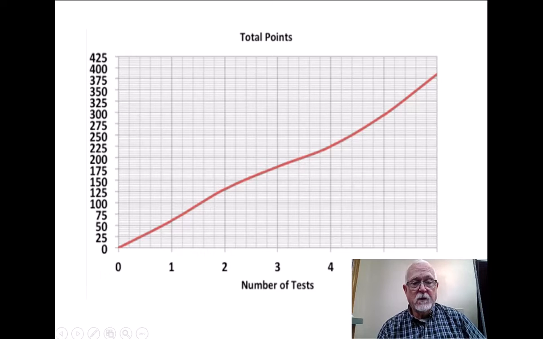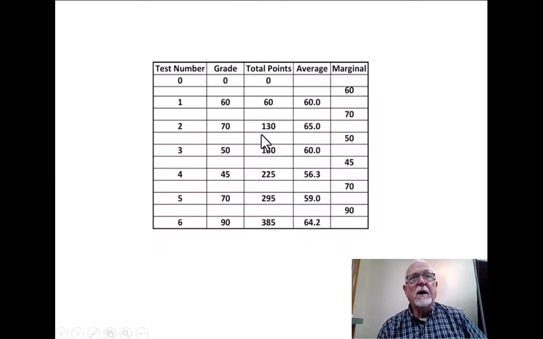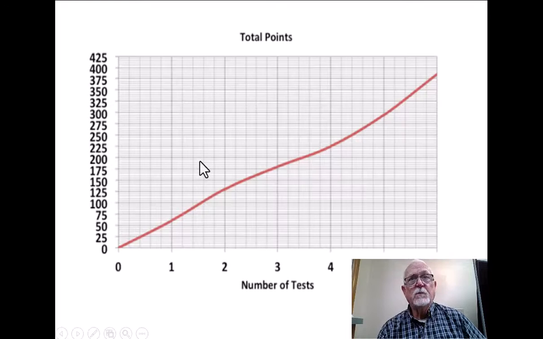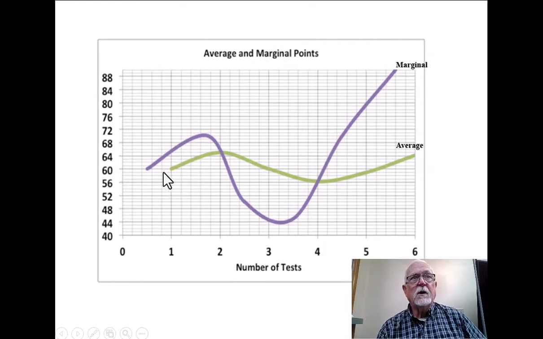Now I want to take the same information, so once again let me go back here, and I'm going to plot test number on the horizontal axis, and then on the vertical axis we're going to plot marginal and average. So here we go. This one curve that's higher up right here follows the marginal values, and this lower curve follows the average value. Now here's the important thing out of this.